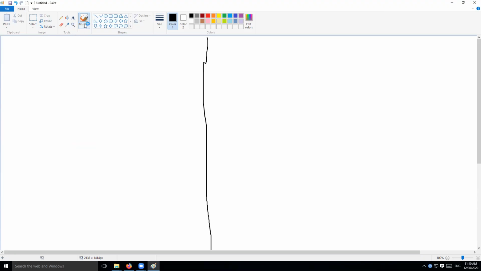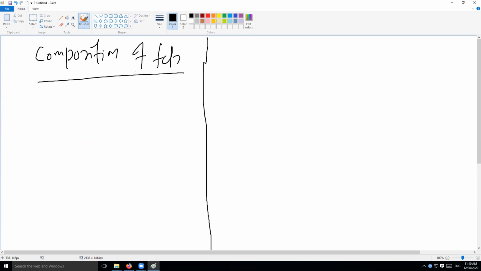It is precisely in general about all kinds of functions, whether they are in calculus or anywhere else. Okay, composition of functions. So this is important to realize.